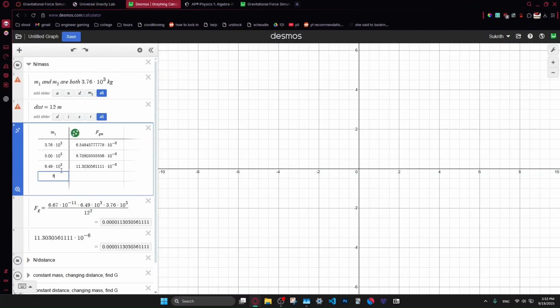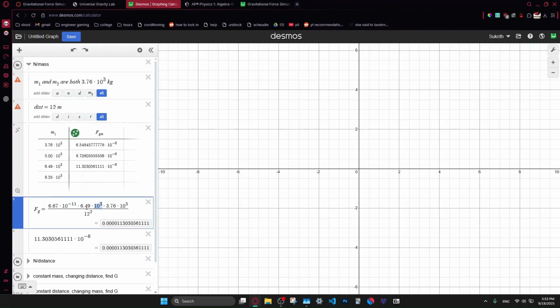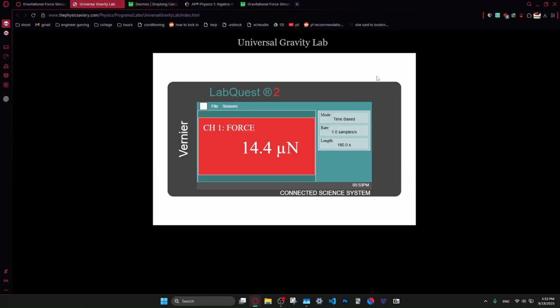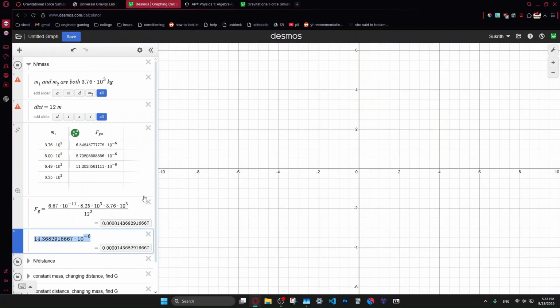Now for number 4, we're going to make it a bit bigger: 8.25 times 10 cubed. And if you haven't figured it out, this takes a while. It's actually quite the pain. Negative 6. 1, 2, 3, 4, 5, 6. Should be around 14 micronewtons. Yeah, 14.4, which is like 14.36 when it rounds up.